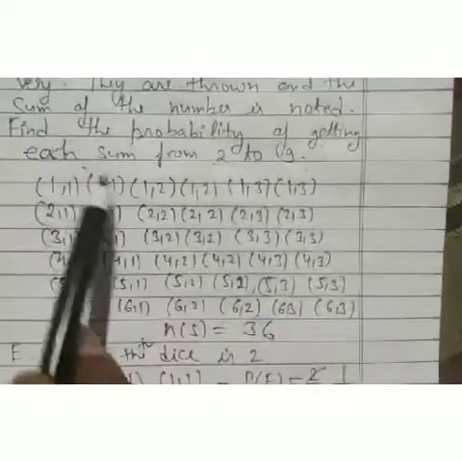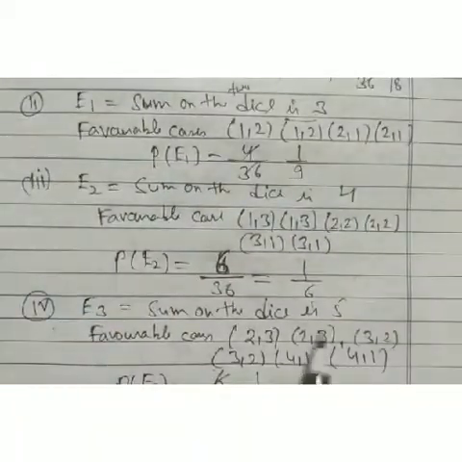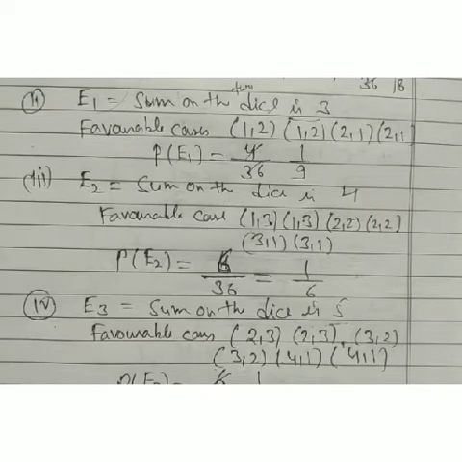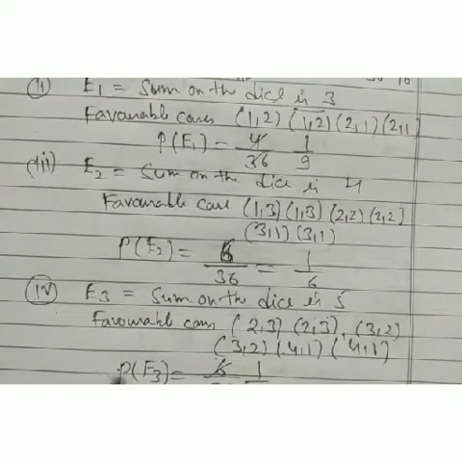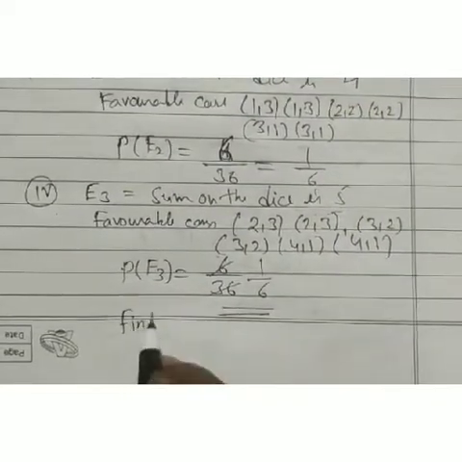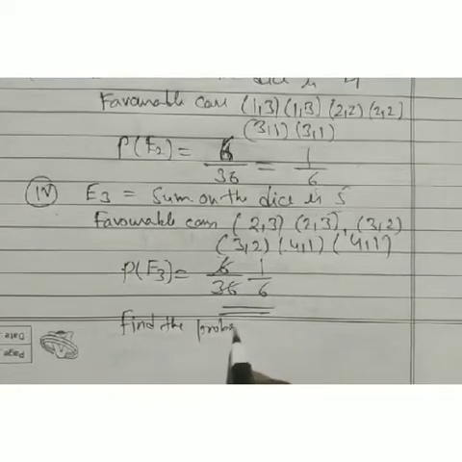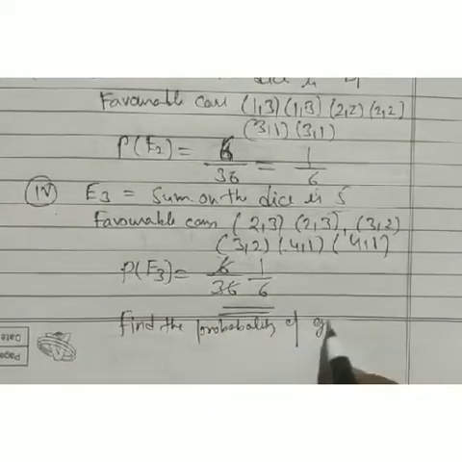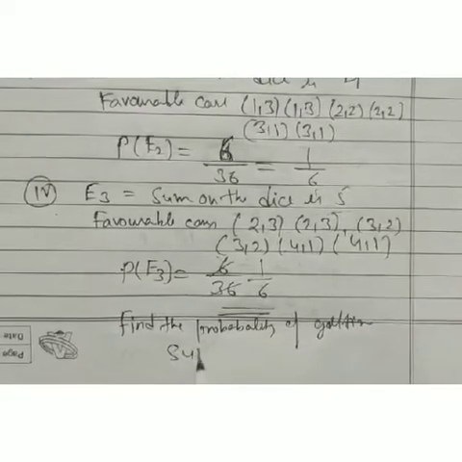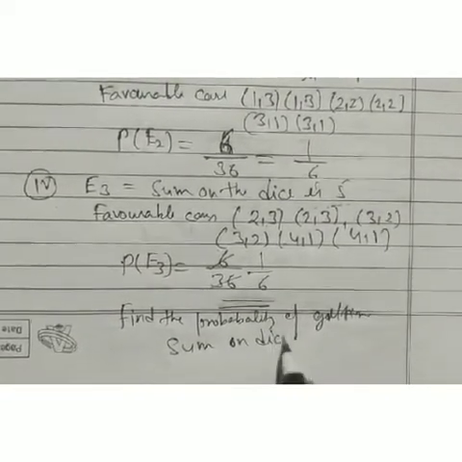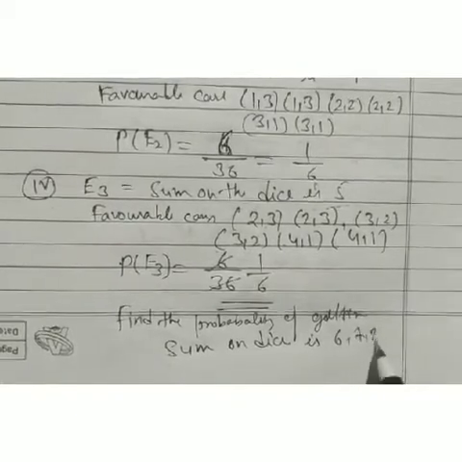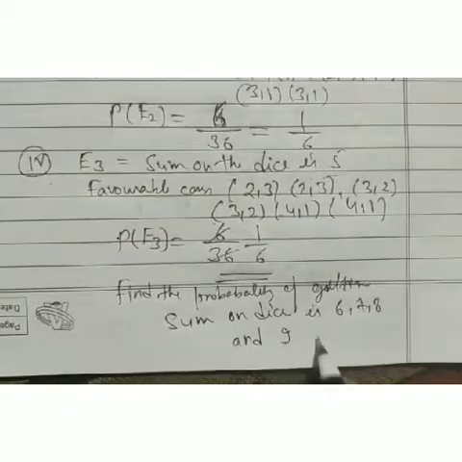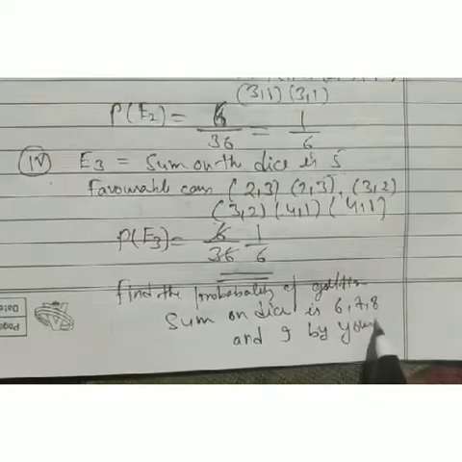In this problem I'm making the sample space, and since it's a lengthy problem, we have to find the probability of getting each sum from 2 to 9, and I found out the sum on the dice is 5 there. Now I hope you understand that problem, and you are able to find the probability of getting 6, 7, 8 and 9 by yourself.